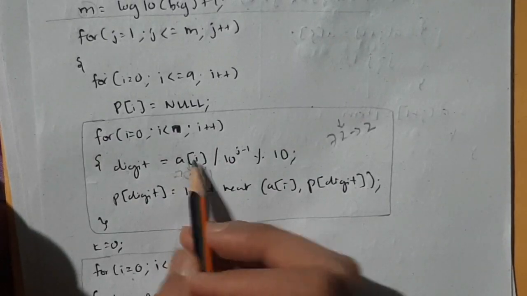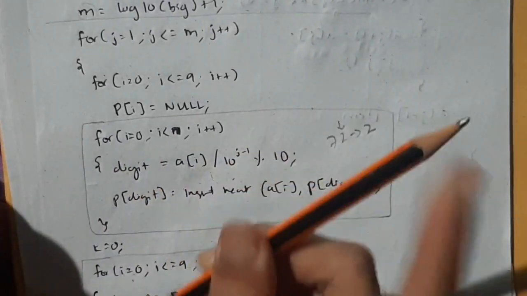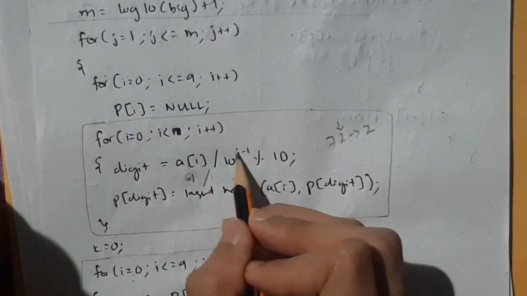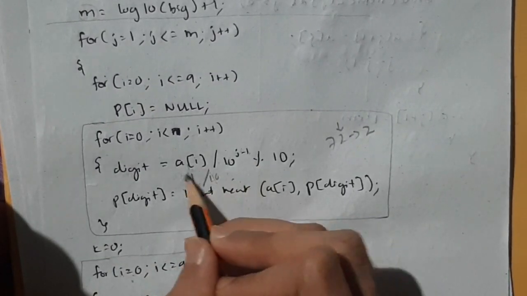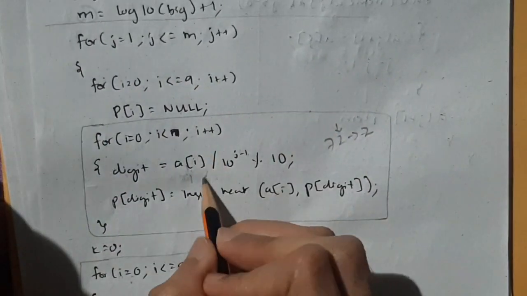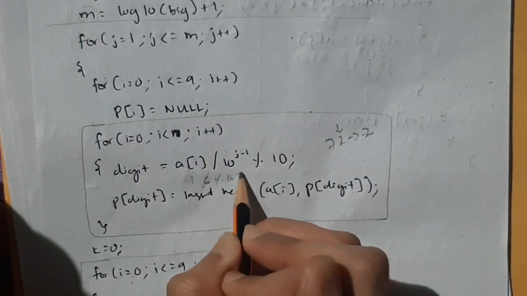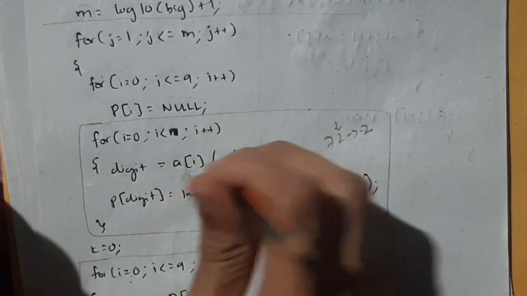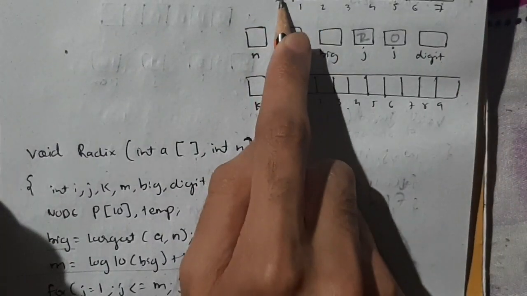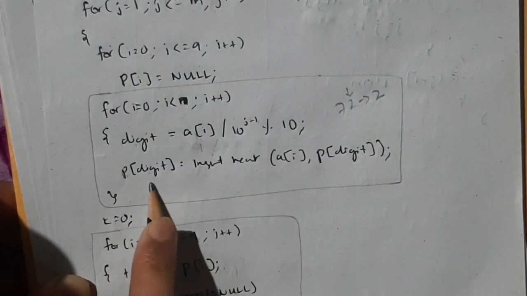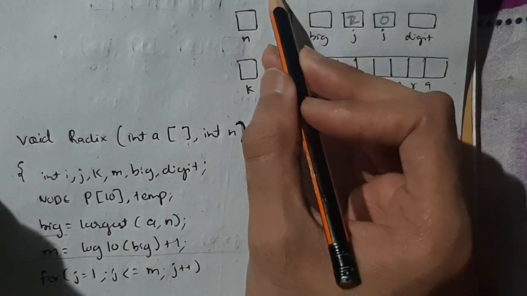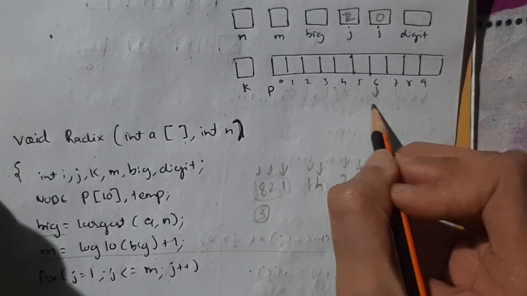So suppose that a of i is 61. 61 divided by 10 raised to 2 minus 1. What is 2 minus 1? 1. 10 raised to 1 is 10. 61 divided by 10 is 6, right? 61 divided by 10 will give 6. 6 percentage 10 will give 6, right? So by using this, it's calculating the second digit, this one. Now what it will do, p of digit is 6, p of 6 will have this value. So whatever the value, like 6 is there, so it will get stored here, 61.